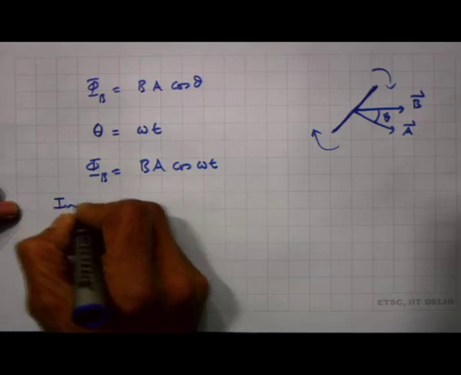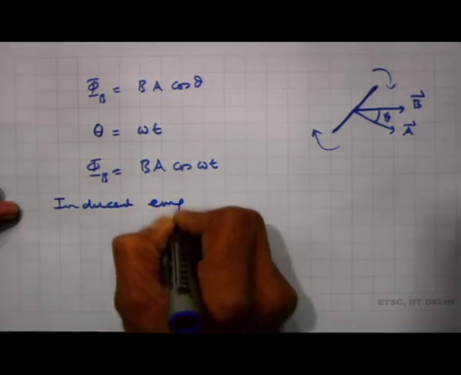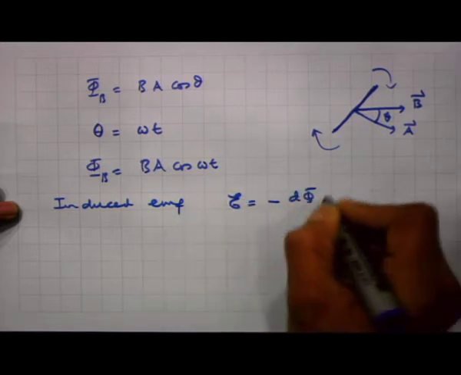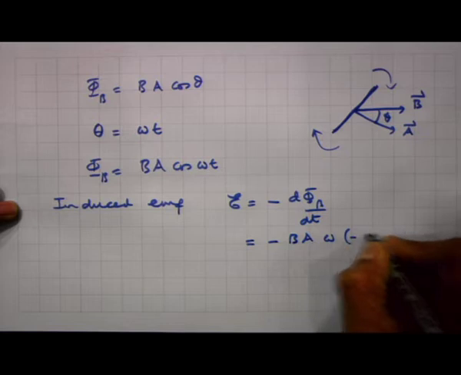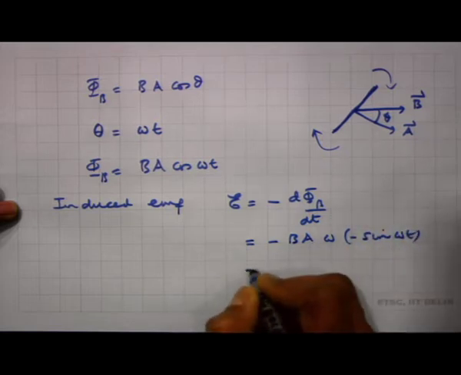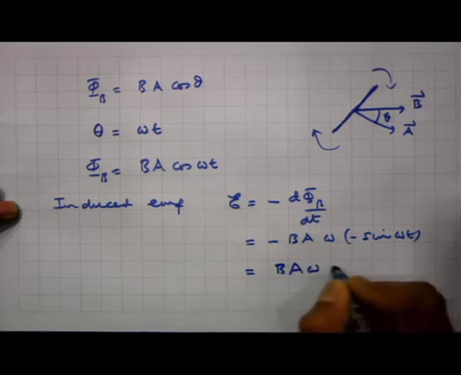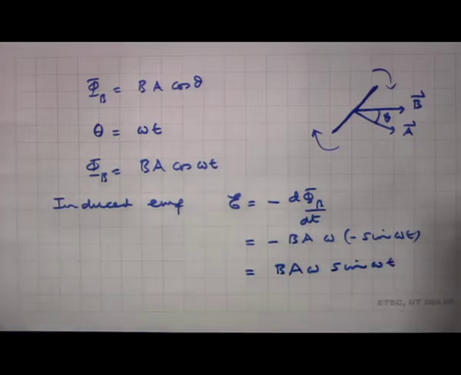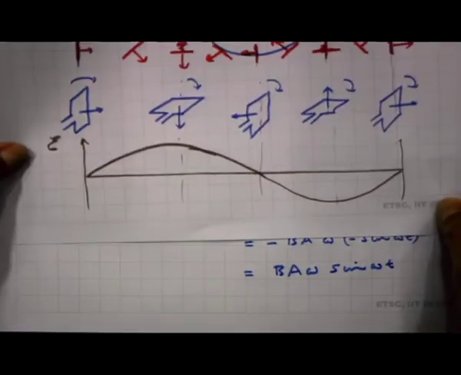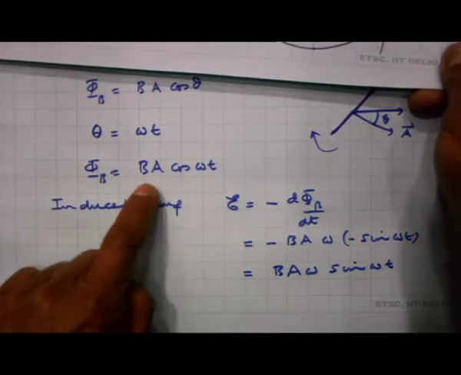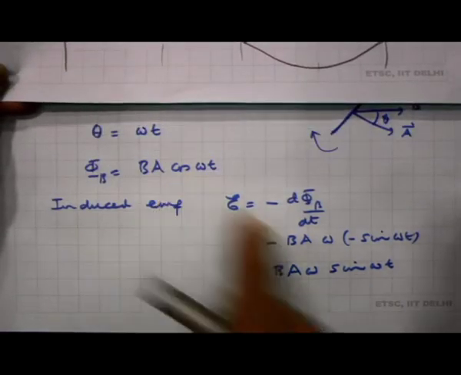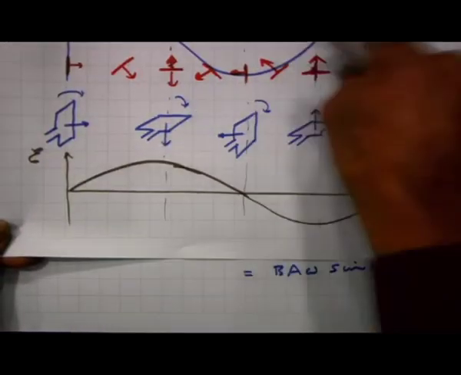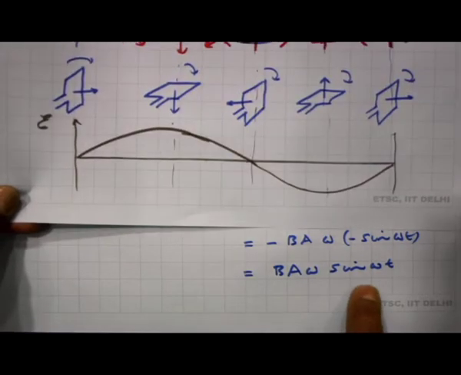So, the induced EMF is minus d phi B by dt, which is equal to minus B A omega into minus sin omega t, which is equal to B A omega sin omega t. And you can see here that this is exactly what I plotted here. At t equal to 0, the flux is maximum. As time increases, the flux starts to decrease and the induced EMF starts to increase, because cos omega t is decreasing and sin omega t is increasing. This is the plot of cos omega t, and that is the way the EMF generated varies as sin omega t.